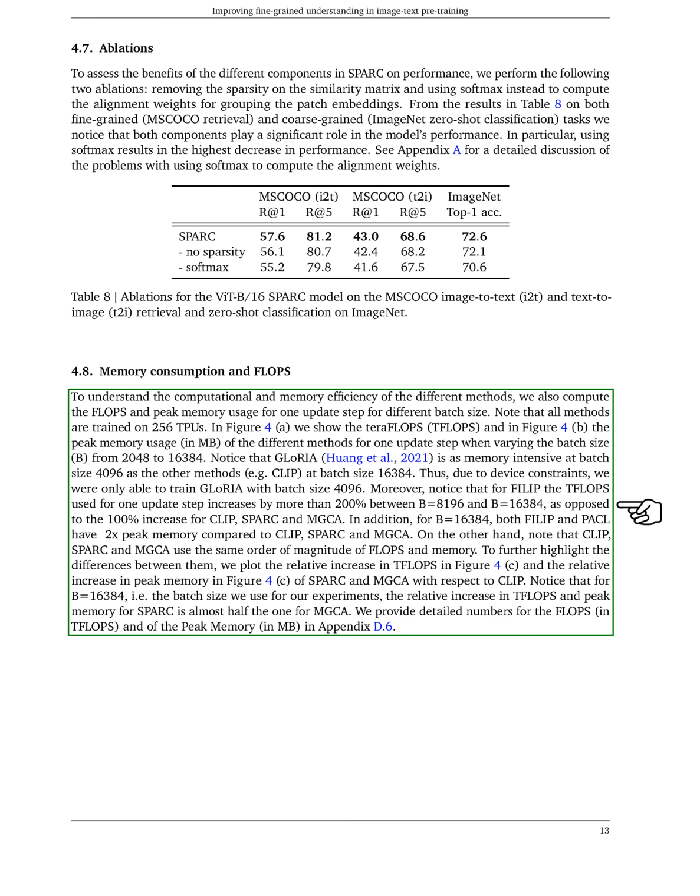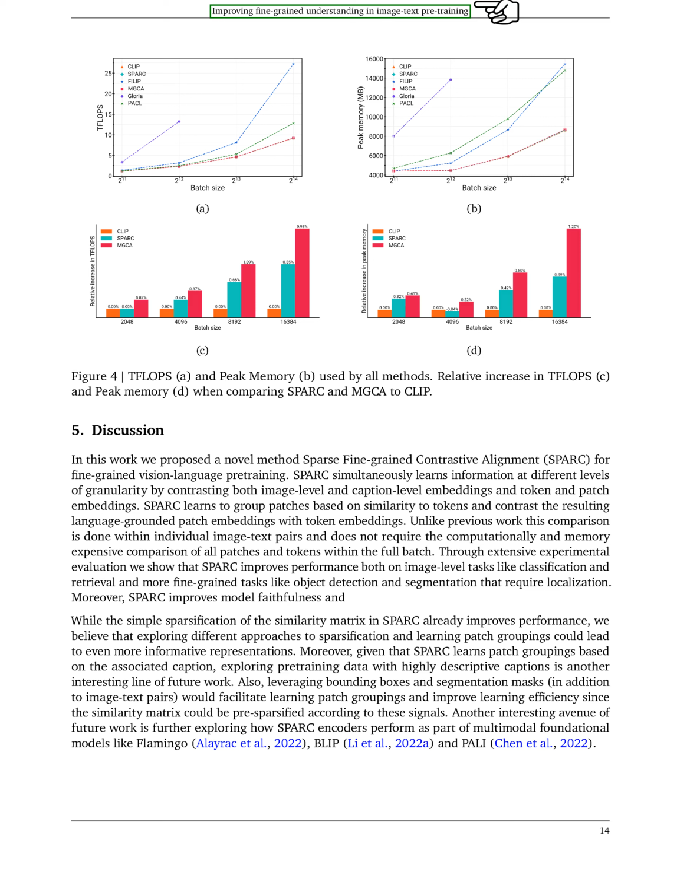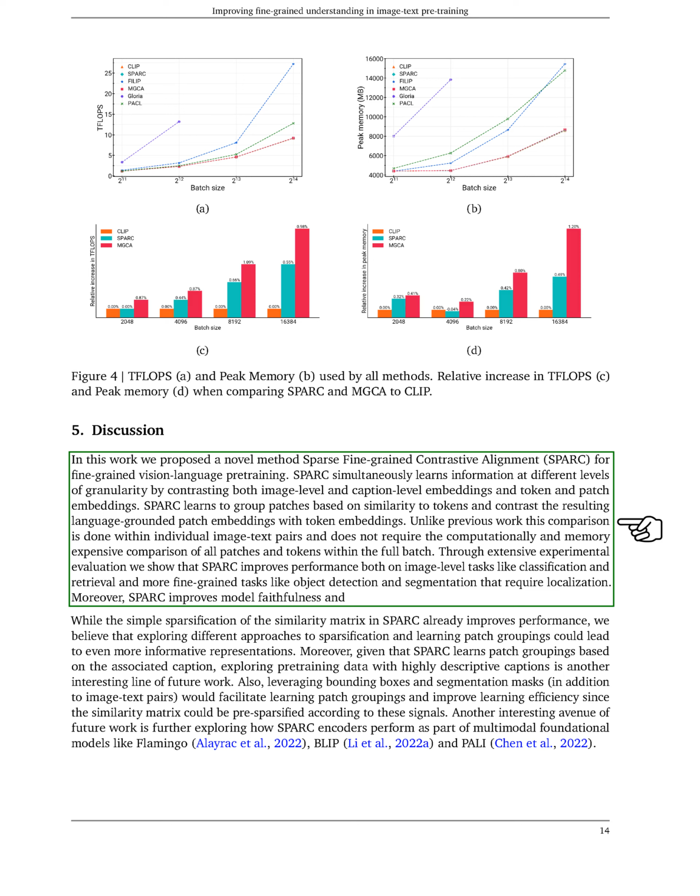Section: Discussion. In our study, we introduced a new approach called Sparse Fine-Grained Contrastive Alignment, SPARC, for detailed vision language pre-training. SPARC is unique in that it learns information at various levels of detail by contrasting both image level and caption level embeddings, as well as token and patch embeddings.